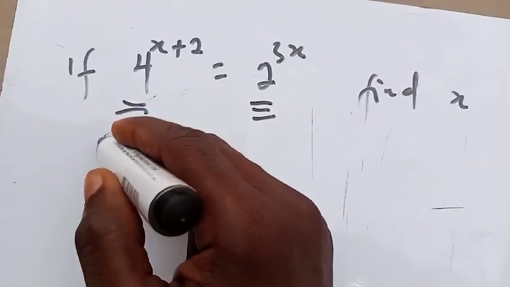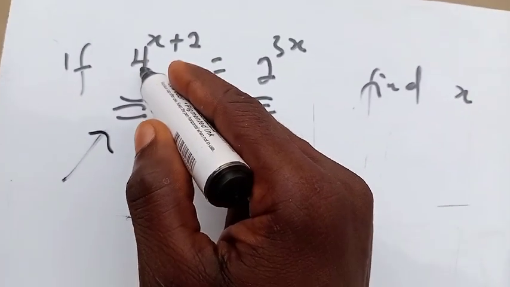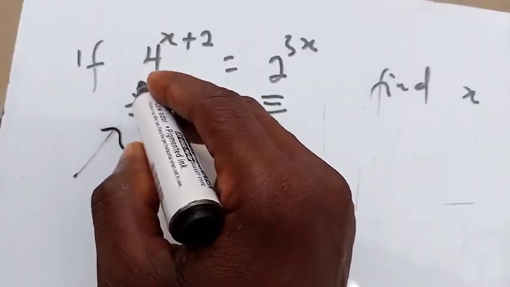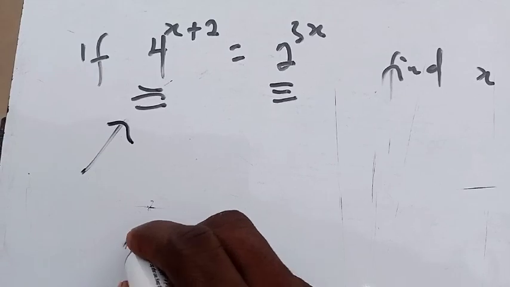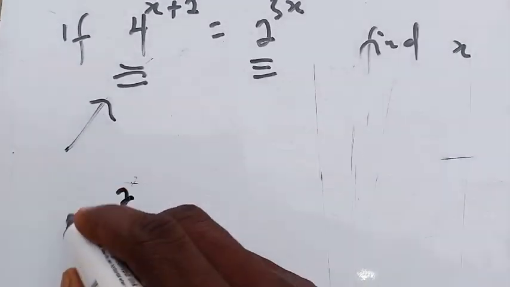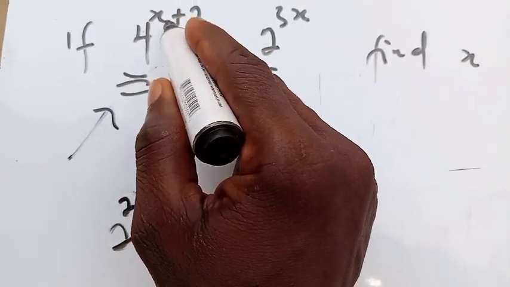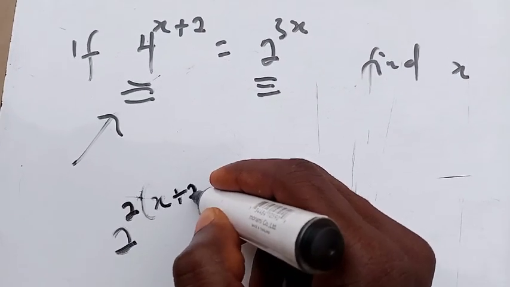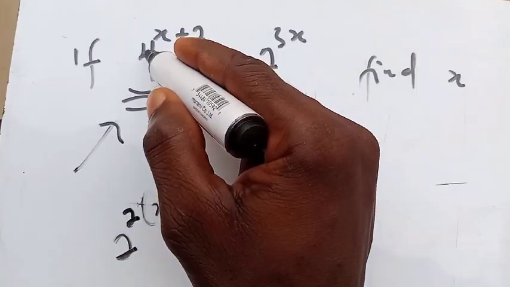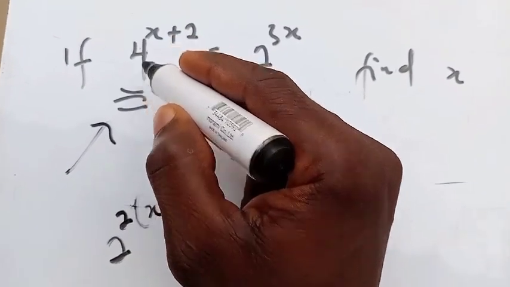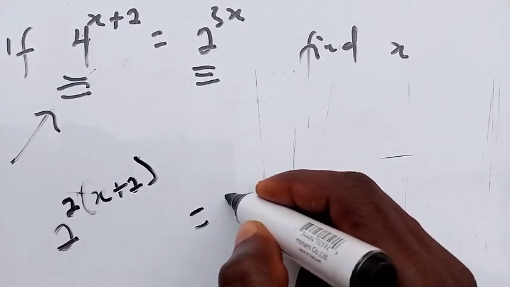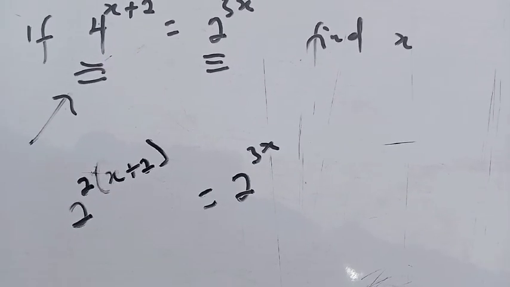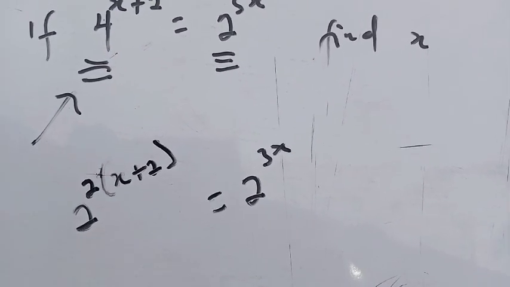Now, your headache should be this guy. How can you rewrite this 4 so that you can have the 2 here? This is very simple by converting it to 2 raised to the power 2. 2 raised to the power 2 is the same as 4. Remember, we are not doing anything to the s plus 2, so you have the s plus 2. Only this guy 4 changes. So here we have the same, equal to 2 raised to the power 3x. Perfect, that's how simple you can do it.